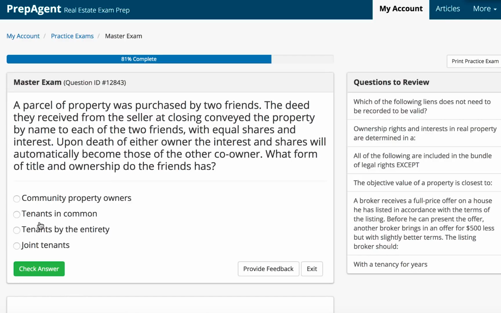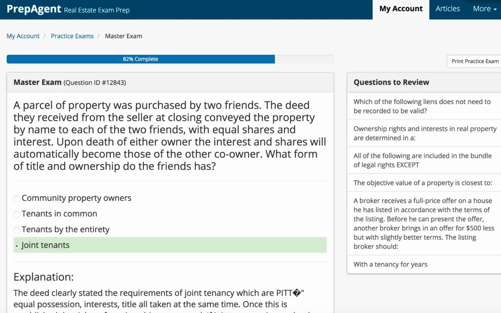A parcel of property was purchased by two friends. The deed they received from the seller at closing conveyed the property by name to each of the two friends with equal shares and interests. Upon death of either owner, the interests and shares will automatically become those of the other owner. What form of title and ownership do the friends have? Joint tenants. Good.